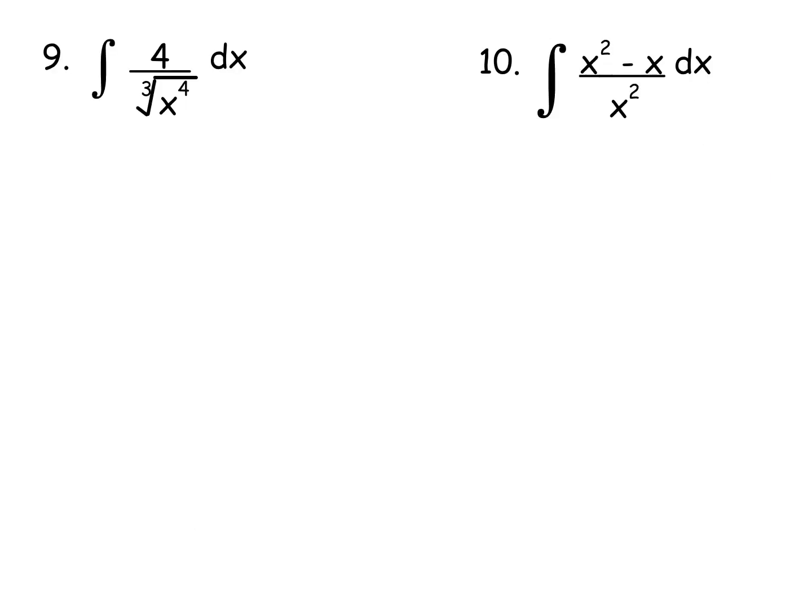Number 9. Everyone's favourite, lots of fractions in here. So this will become 4x to the negative. Now the bottom number was the root, so the 3 is the bottom number. So this would be minus 4/3 for your power. That doesn't quite look like a 3.